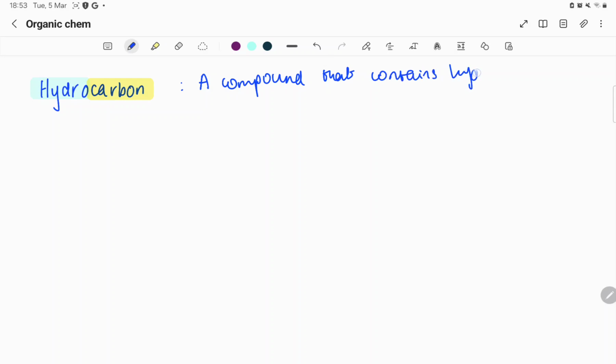It's very important for you guys to write only, because if you don't write that, you will not gain the mark for this definition. Because if the compound has any other element, such as oxygen, then it's no longer a hydrocarbon. A hydrocarbon is simply a compound that contains hydrogen and carbon and nothing else.